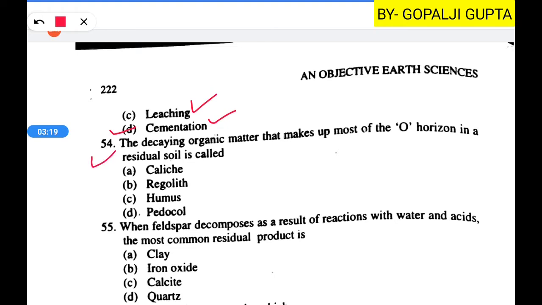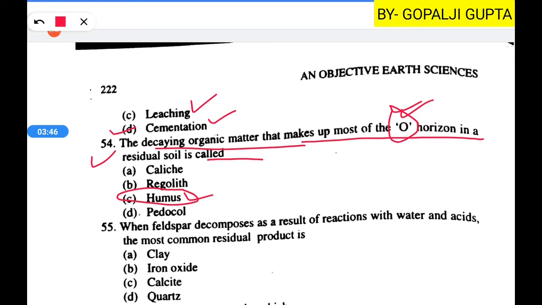Then you have another question: the decaying organic matter that makes up most of the O horizon in a residual soil is called what? As I have already told, in the A horizon most of the matter is quartz. In the O horizon the material is known as humus, or alternatively you can simply say the humus horizon.